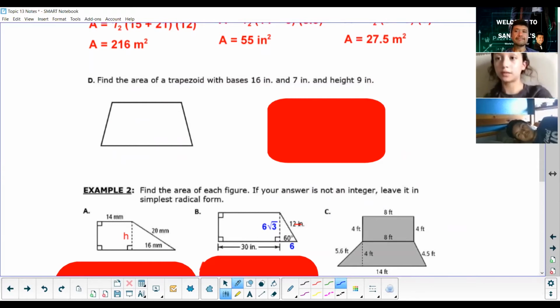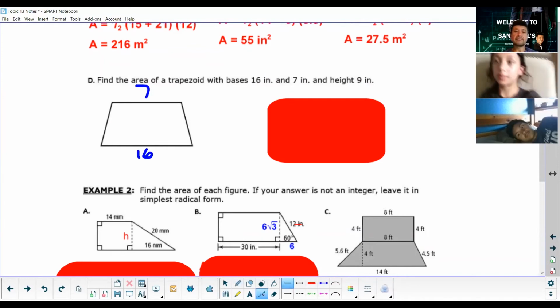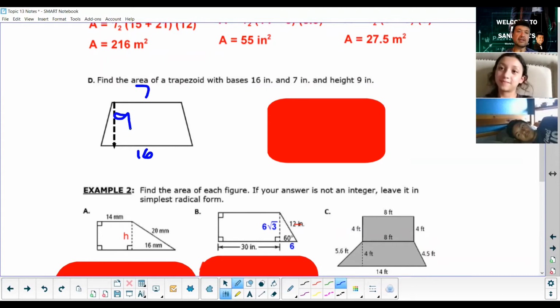Well, you would do 16 plus 7. Okay, so we'll do 16 and then we'll do 7. And then where would we place the height at? You want to find the distance from there to there, right? So that's where we're going to place the 9. So let's put 9 there.